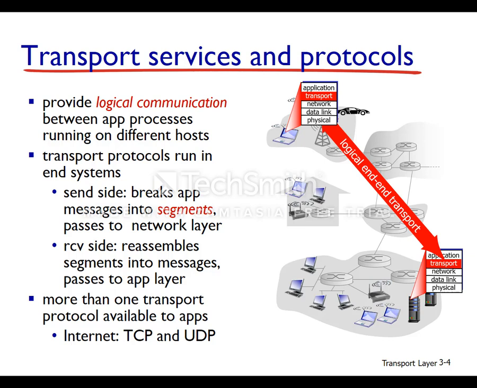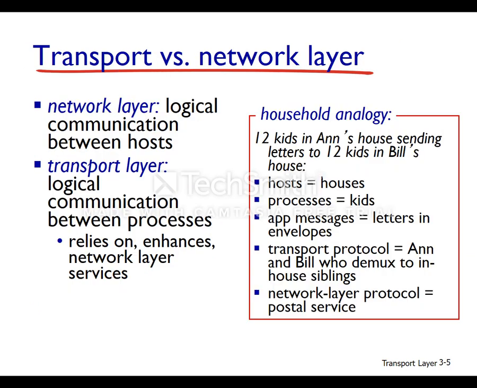Now, on the internet today, we have more than one choice for a transport layer protocol. The two main choices are TCP and UDP. There are other choices out there, but they don't see much real deployment. So, the network layer allows for logical communication between hosts, while the transport layer allows for logical communication between processes. The transport layer will rely on the network layer and enhances the services that the network layer provides.